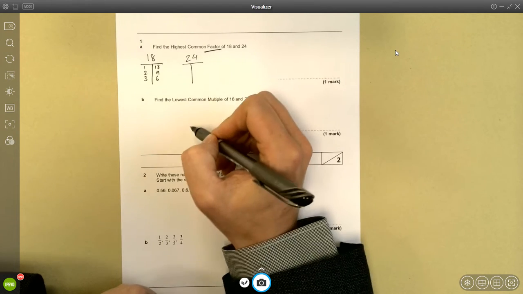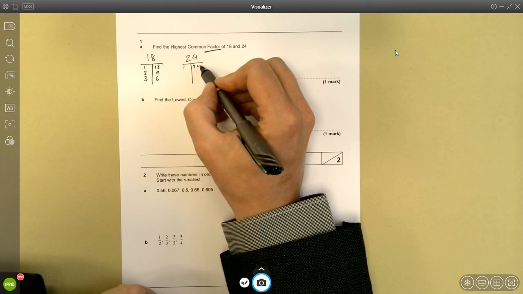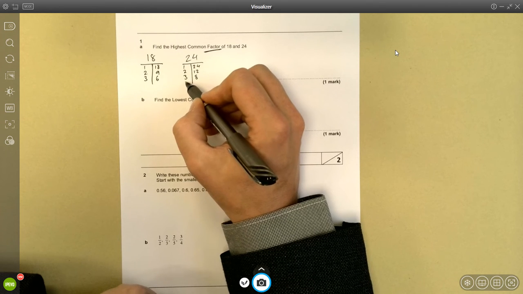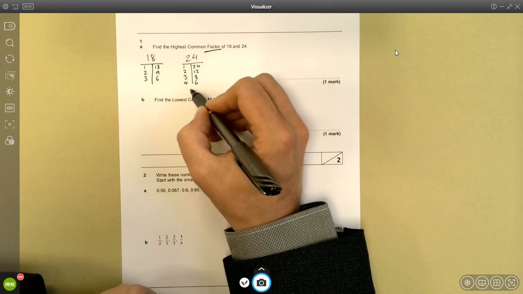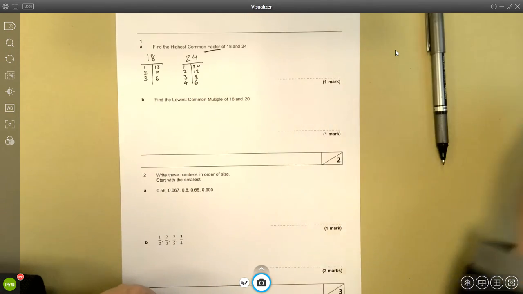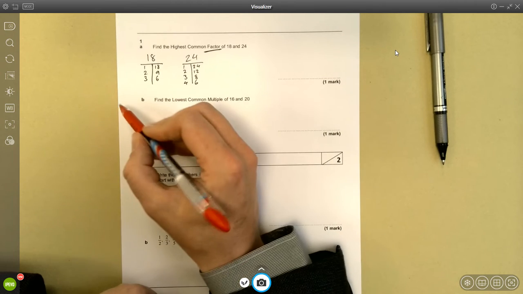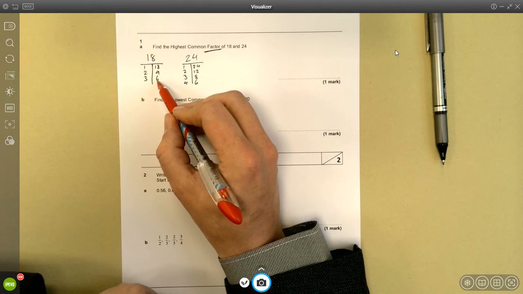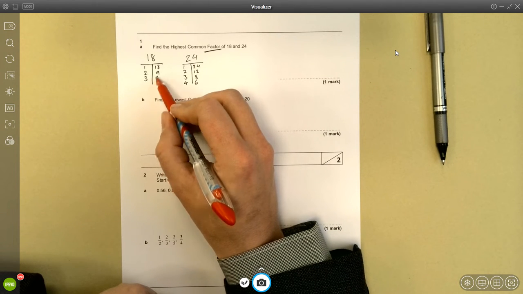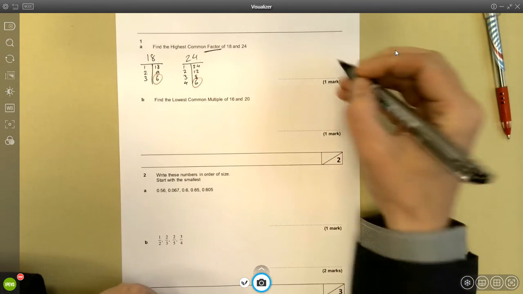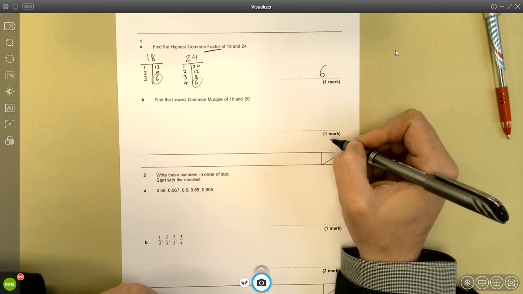24. Let's look at that. So we start with 1 and 24, 2 and 12, 3 and 8, 4 and 6. Does 5 work? No. And then we're just looking for the highest common factor. So let's have a look. 6 is in there. 9, 18. So look, we've got 6. So all you need to do is you've got your 6 here.